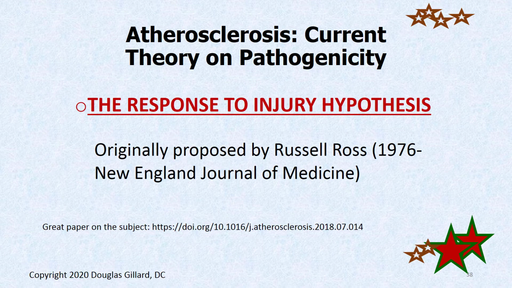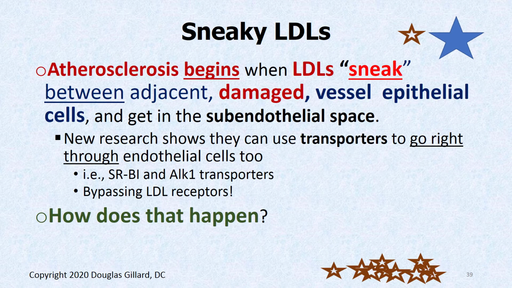All right, let's get into this response to injury hypothesis. Now, I think you've had this. It's been around for a long time, but it's still quite popular. Atherosclerosis begins when LDLs sneak between adjacent endothelial cells. They get underneath the endothelium. The body sees them. There's blood vessels, there's microcirculation in there. And in come the troops. So you get a wicked inflammation going on.